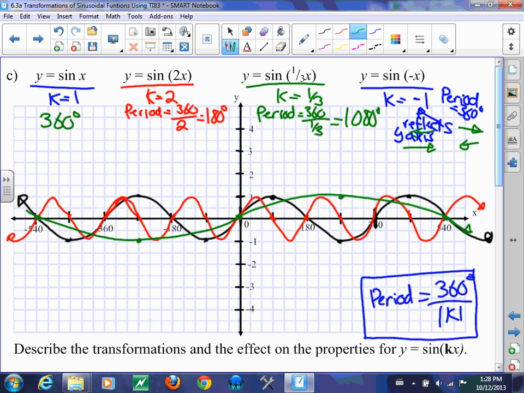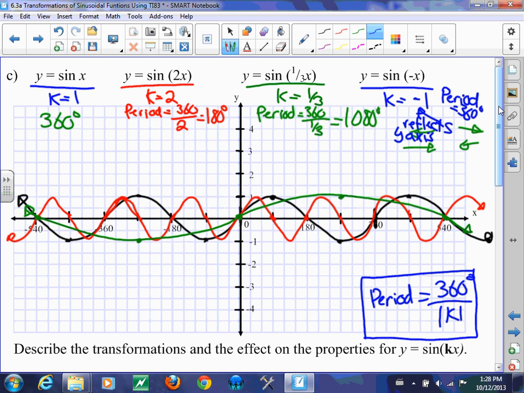So notice that it took almost the whole graph, from negative 540 to 540, to give us one complete cycle, because that is your horizontal stretch by a factor of 3, right? Because remember, it's 1 over k. So it's really stretched 3 times. So that gives you an excellent explanation to why we've always done 1 over the absolute value of k. All right, let's do the last one here, ladies and gentlemen.